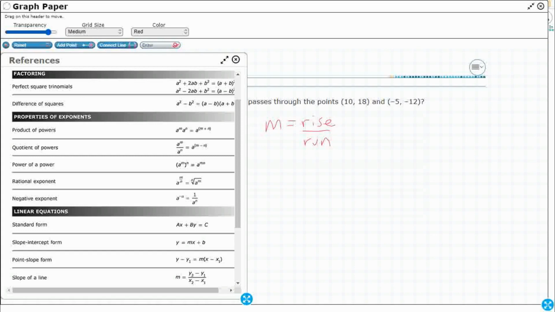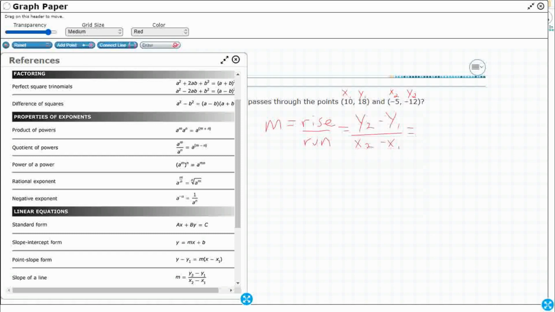So it doesn't matter which one is x1 and which one is x2, or which one is y1, which one is y2. So let's see what happens if we just label this first pair as x1 and y1, and the second pair as x2 and y2. And I always suggest labeling these so you don't get them confused. Because if you don't match up x2 with y2 or x1 with y1, you will get the wrong answer.